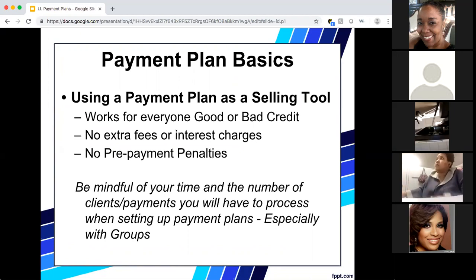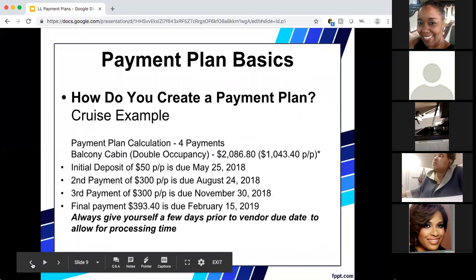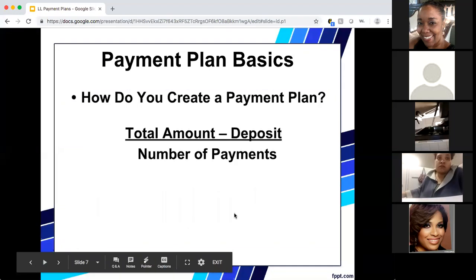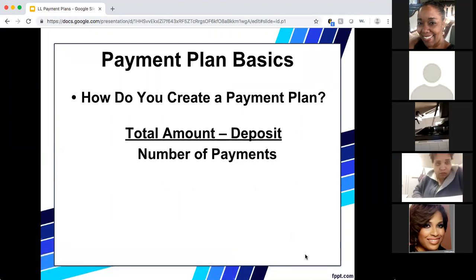And then just for those who came in a little bit later, here's your basic calculation. You're going to look at the total amount for your trip, less whatever deposit is required, and then divide that by the number of payments you're willing to offer. Whether that's a monthly payment, every other month, or quarterly, you can be flexible and creative depending upon your client's ability to pay. But you just want to pay attention to what you can honestly offer them.